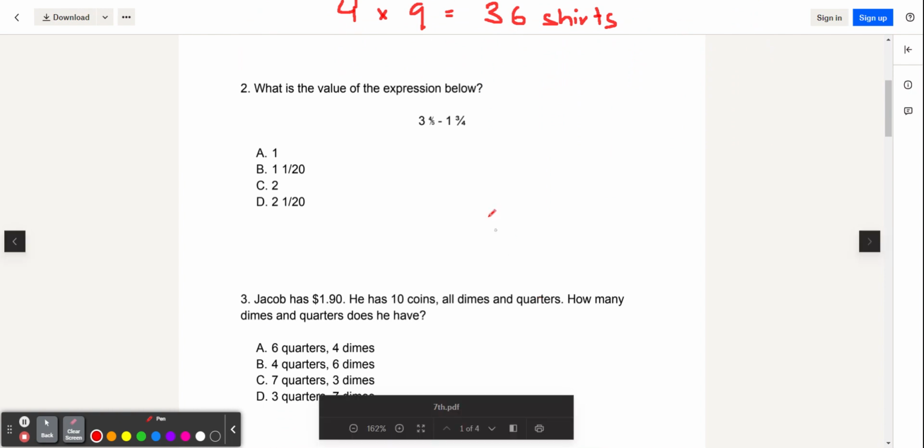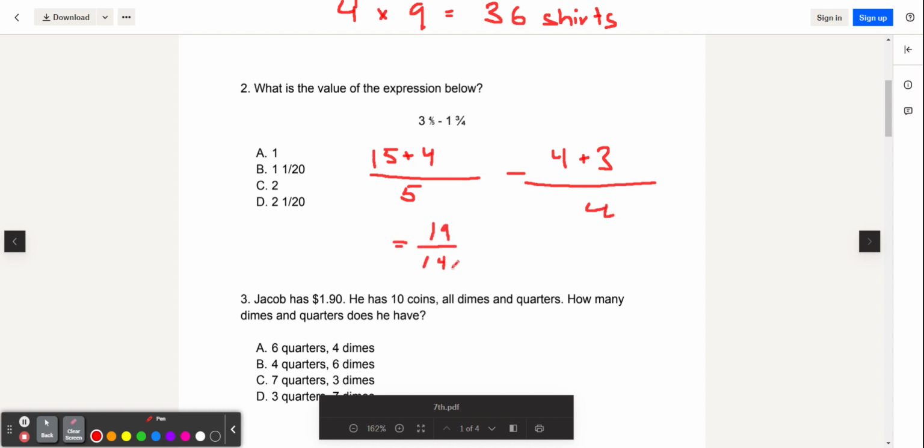Now, what is the value of the expression below? Basically, we're going to be evaluating this. We have 2 mixed numbers, and we want to convert those to improper fractions first. So 3 wholes is 15/5. 3 times 5 is 15, plus 4. 5 minus 1 times 4 is 4, plus 3 over 4, which is 19/5. 19/5 minus 7/4.